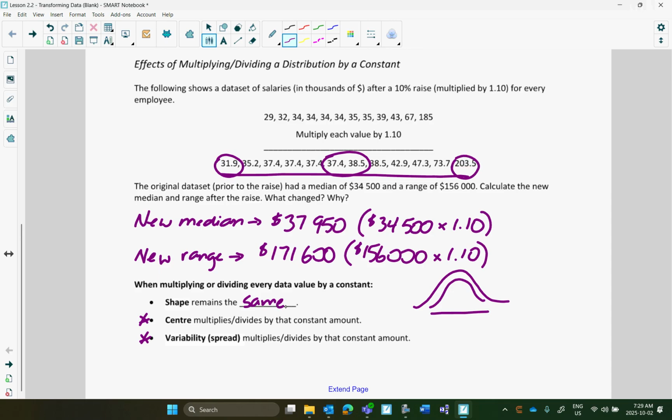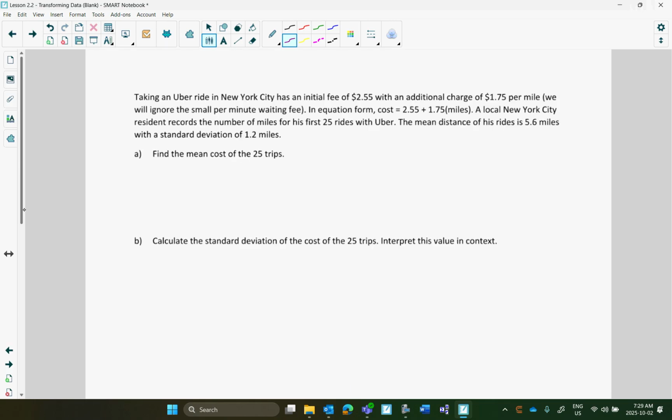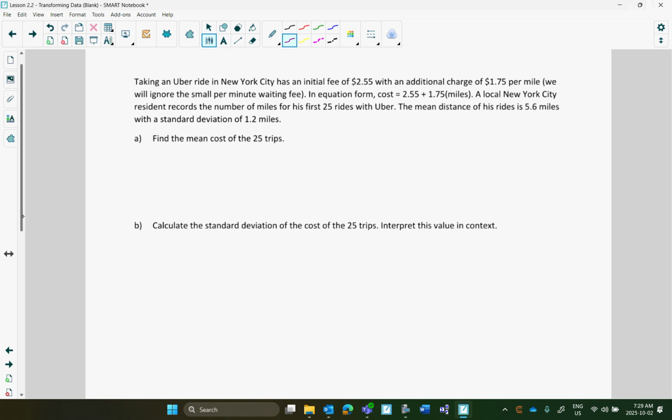So how can we use that in certain situations? Well, let's take this next example. We can apply our understanding to answer questions much more efficiently. Here we have a person taking an Uber ride in New York City. The initial fee is $2.55. The additional charge is $1.75 per mile. In equation form, that translates to cost of the ride equals 2.55 plus 1.75 times the miles.